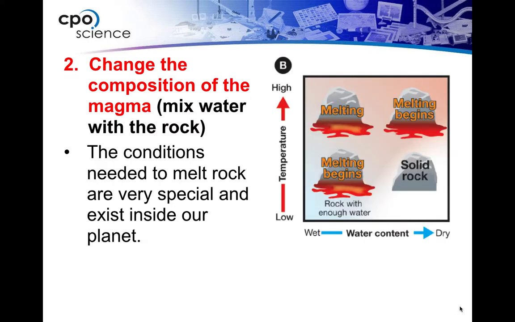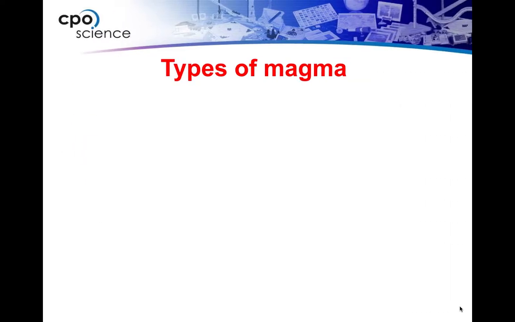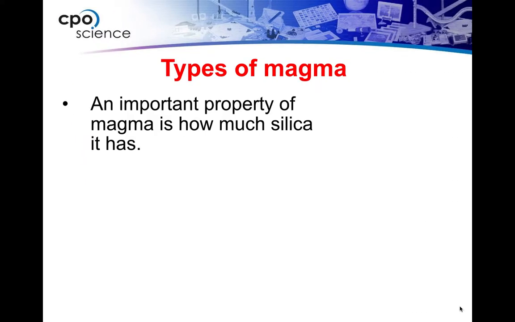So if water gets mixed in with the rock somehow, that can change the composition enough that it's going to melt it. And then obviously temperature, I didn't mention that one yet, but obviously we know if you increase temperature, you're going to also get rock forming that way. So don't always think of it just as it's getting hot, I guess I should say.